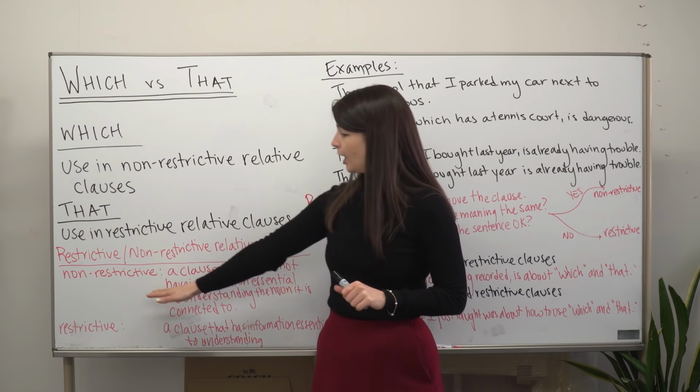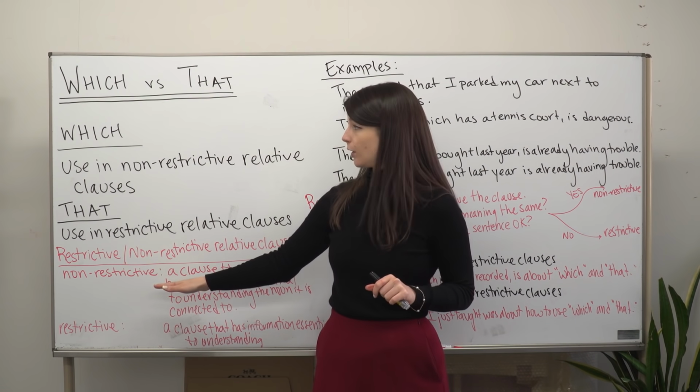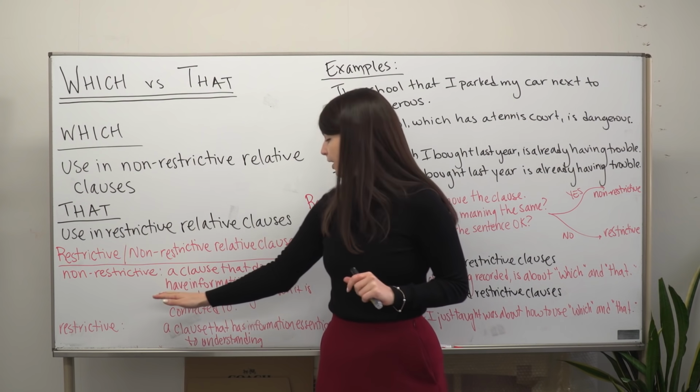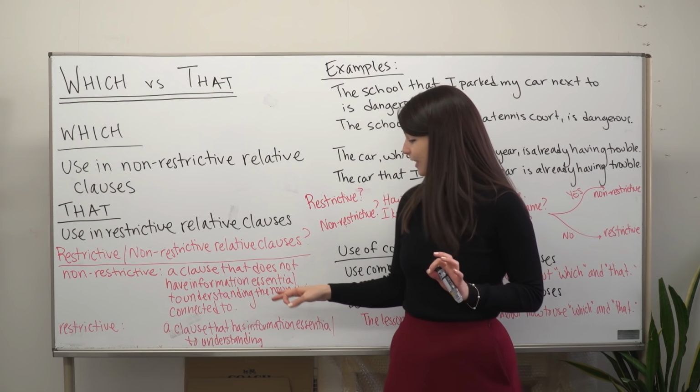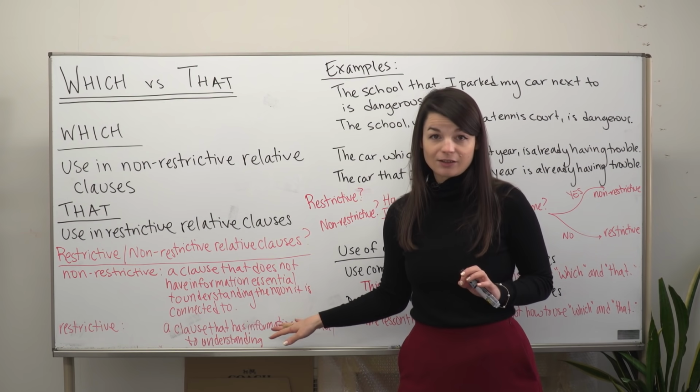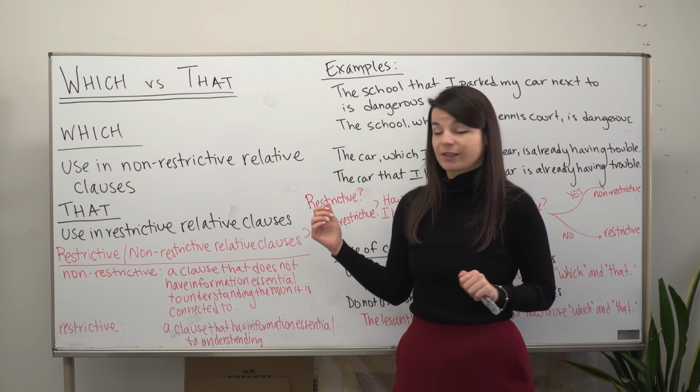The difference here: a non-restrictive clause, where we use which, is a clause that does not have information essential to understanding the noun it is connected to. I'll show you some examples in just a minute.